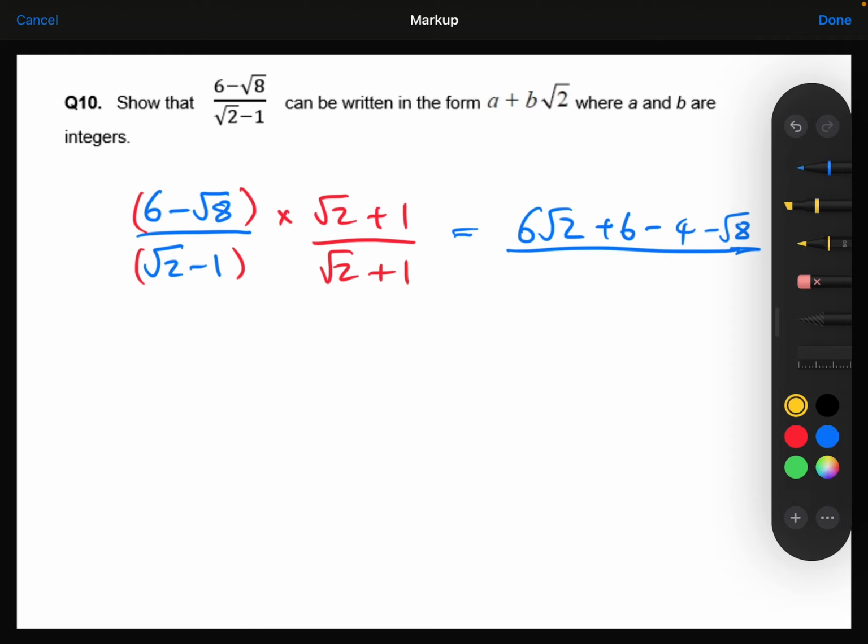Right, onto the denominator. We've got root 2 times root 2, which is just 2. We've got the root 2 times 1, which is root 2. We've got the minus 1 times root 2, which is minus root 2. And then we've got the minus 1 times 1, which is minus 1.